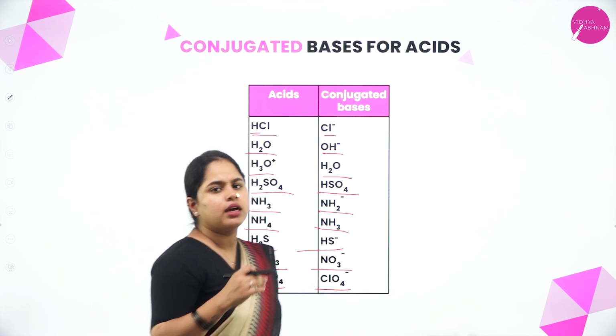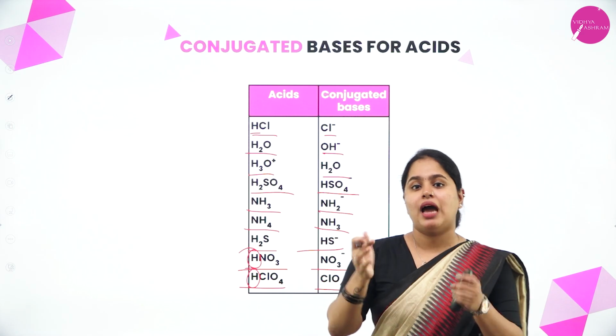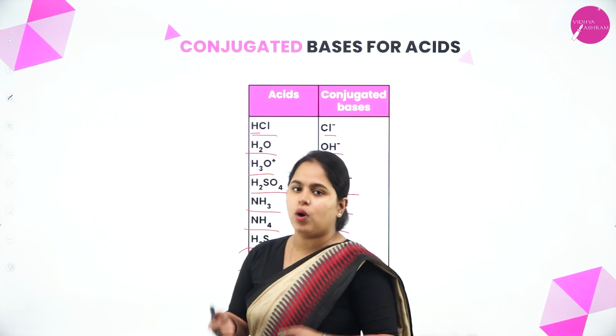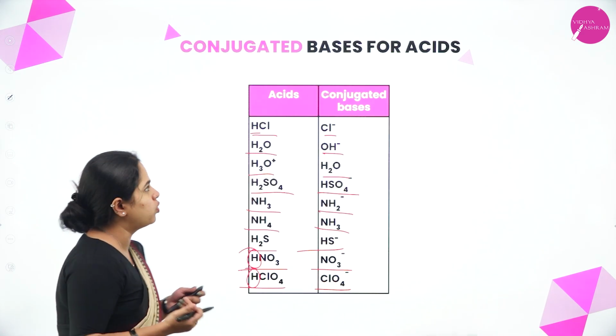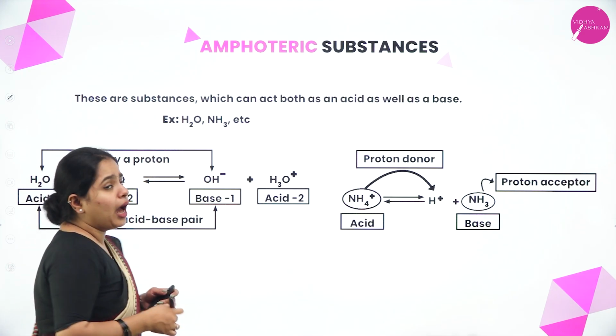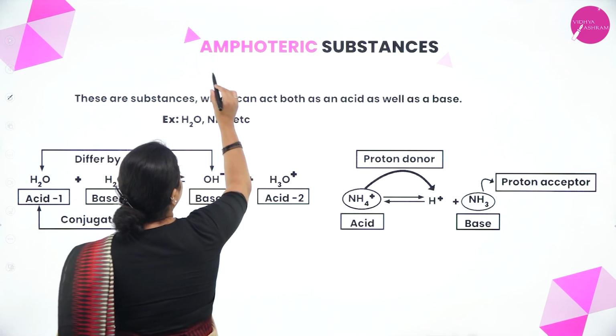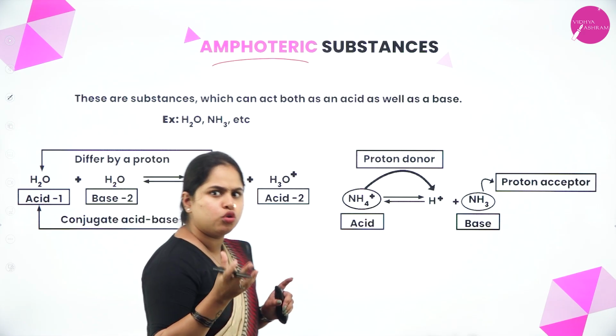So this is how you can write the conjugate base for an acid, by just removing one H plus ion or one proton. Now, what are amphoteric substances? Amphoteric substances are those which can show two behaviors.